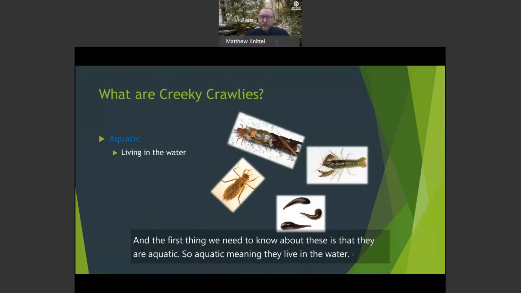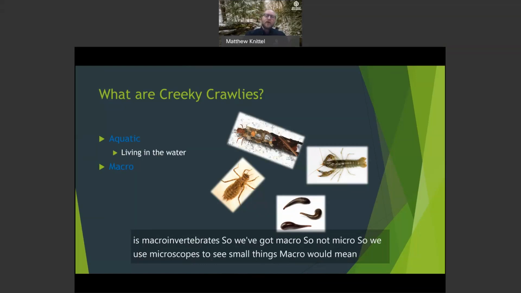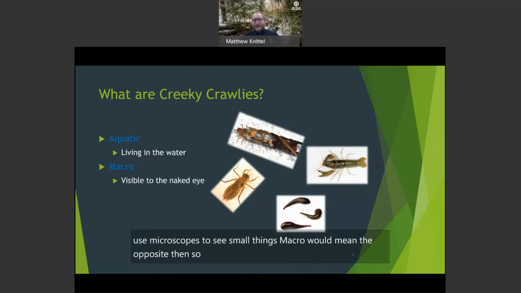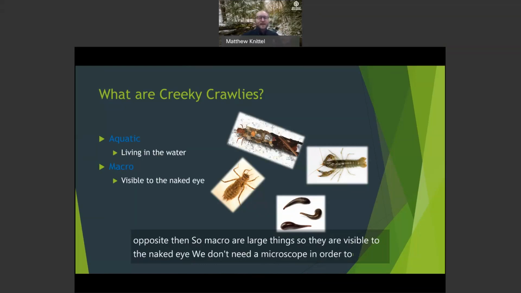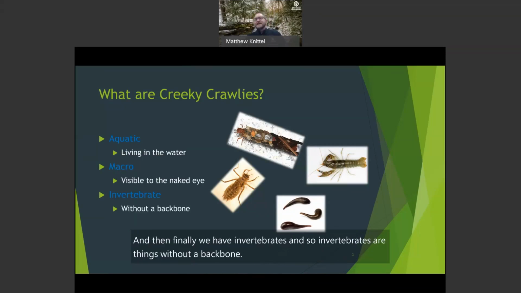The next word we're going to break down is macroinvertebrates. So we've got macro, so not micro. We use microscopes to see small things; macro would mean the opposite. So macro are large things, visible to the naked eye. We don't need a microscope in order to see them. And then finally, we have invertebrates, which are things without a backbone. So we're looking for things that are living in the water that we can see without using a microscope and that do not have a backbone.